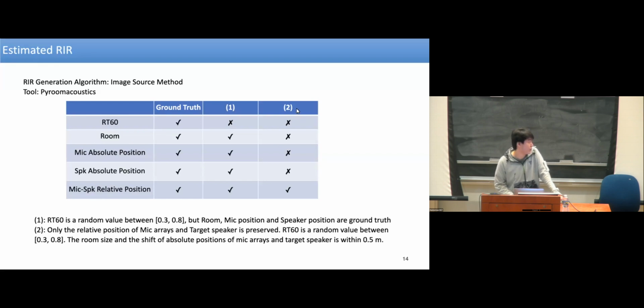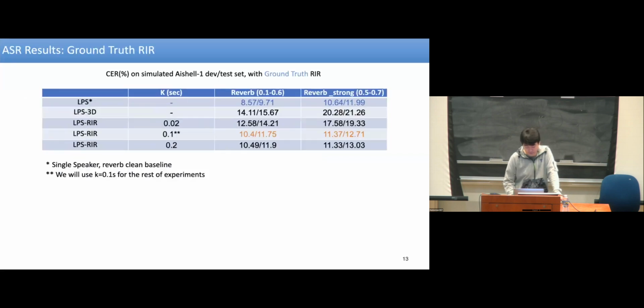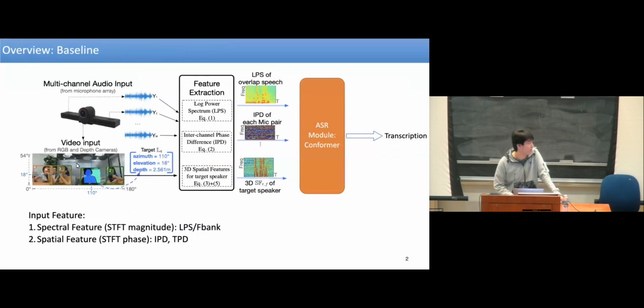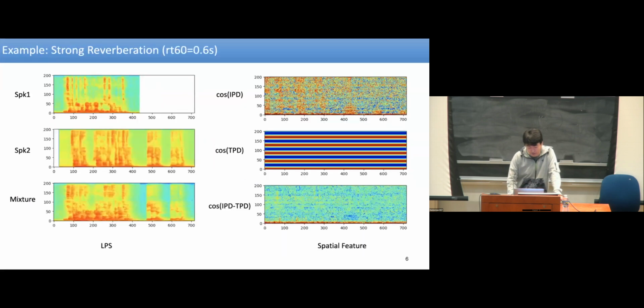The second scenario is what I call the worst case scenario. That is, we don't know anything about this room, and the only thing we know is the microphone and speaker's relative position. This is the basic assumption we also had for the 3D spatial feature. Let's say we go back to this position, because you can get the video inputs from the camera. Then from here, you can always get the relative position of your target speaker to your microphone. So we still keep this assumption unchanged to make a fair comparison.